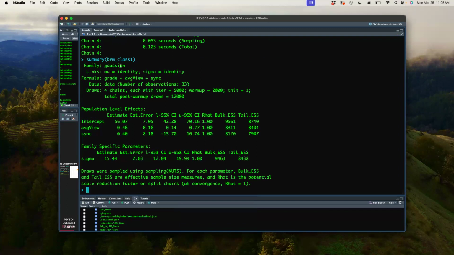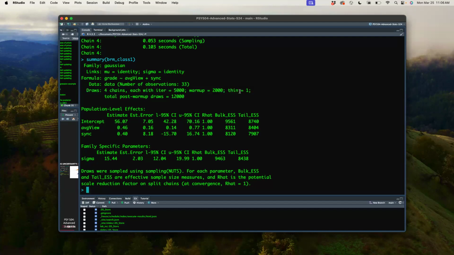So if we look at the summary here on the top, we have some meta information, right? So we use the Gaussian family here, and then we use the identity link. This is just fitting mu and sigma from our normal distribution. We have our formula here. We have 33 observations. Draws refers to the number of draws that are done for the MCMC sampling here. So we have 4 chains, each with 5,000 iterations, and then we have a warm-up of 2,000.